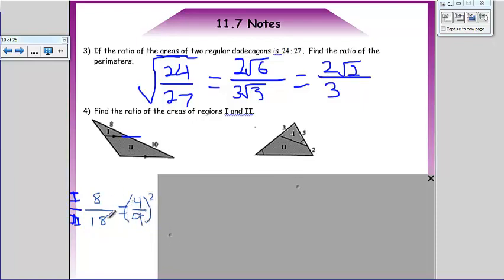Notice I did simplify 8 over 18 first. That always makes things a little bit nicer. And then we square it. And we're going to get 16 over 81. So that is the ratio of the areas from 1 to the entire thing.